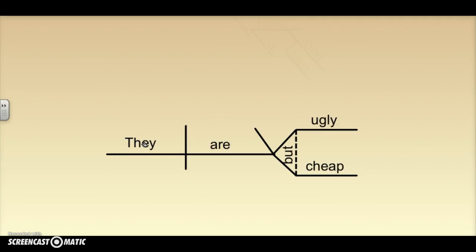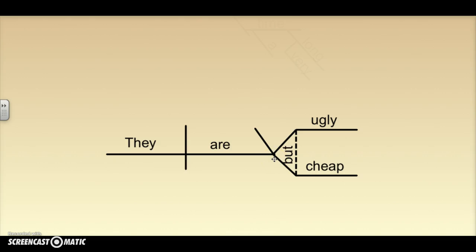First, we'll do "they were ugly but cheap," or "they are ugly but cheap." They is your subject, vertical line cutting through. Are is a linking verb, saying they equals ugly but cheap. So here you have the split complement. This never joins up at the end. It only splits off there.